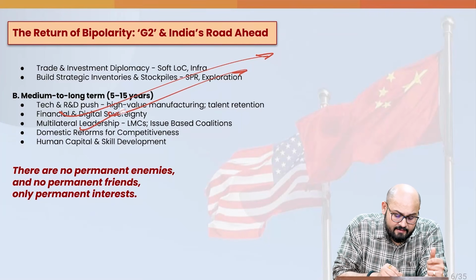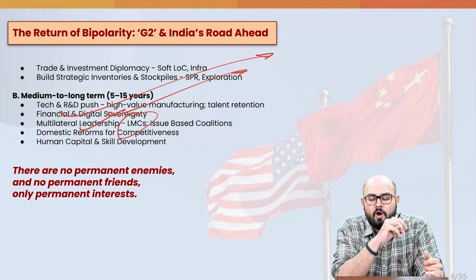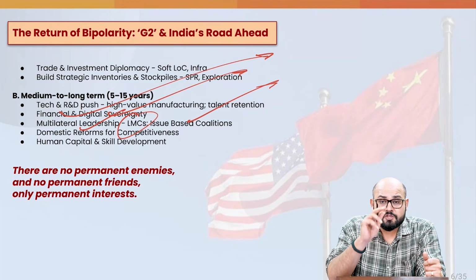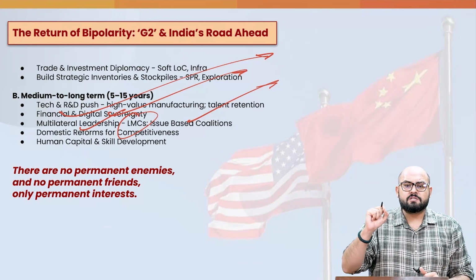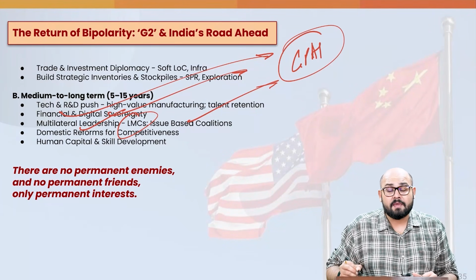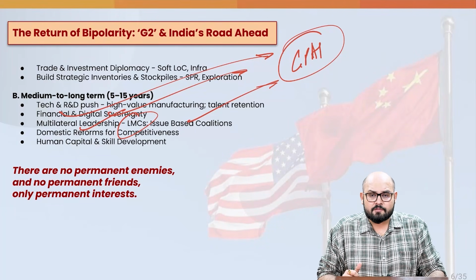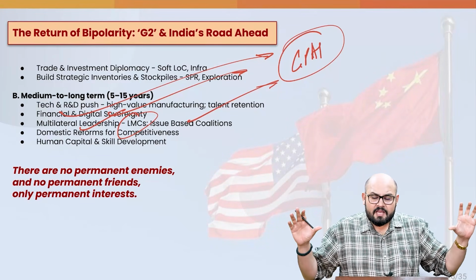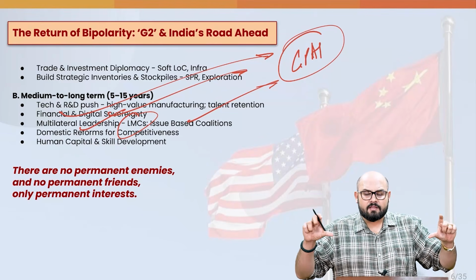Then we have multilateral leadership. For example, we can come up with like-minded countries of the global south, or we can form issue-based coalitions with respect to climate change or artificial intelligence. You must have heard about the Global Partnership on Artificial Intelligence, GPAI. Or let's talk about the trade aspect. So there has to be a coalition of like-minded countries, primarily the countries of the global south.